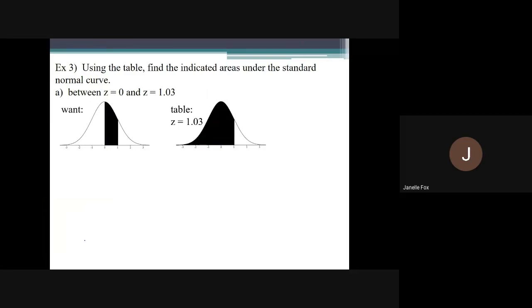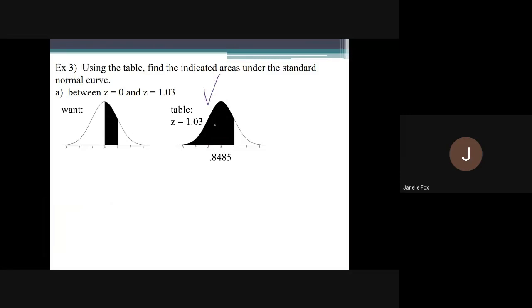I need to go to 1.0 on the vertical side. I go to 1.0. I go over to the hundredths place of 0.03, and it looks like the number is, if I'm not mistaken, 0.8485. Now we know that this picture from the table is not the same as this picture right here.